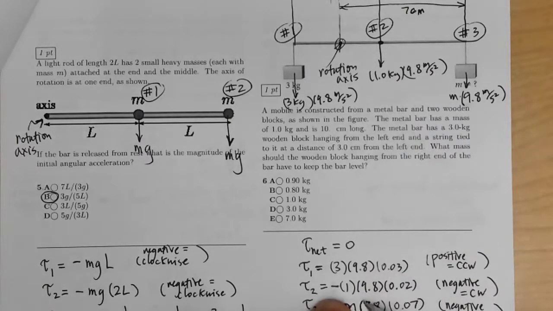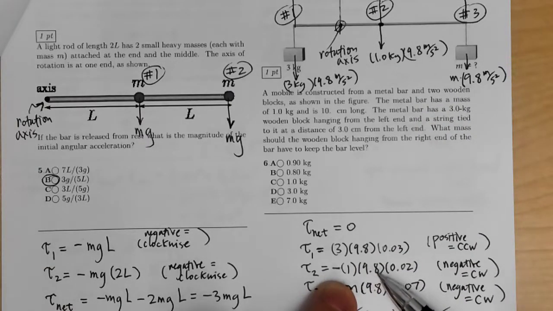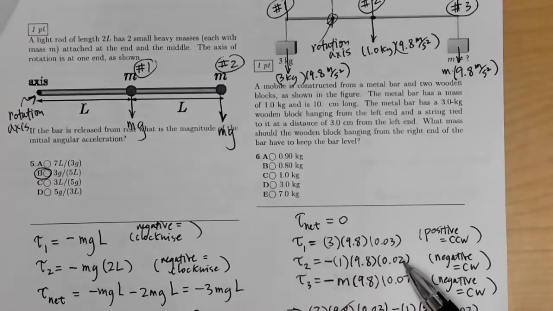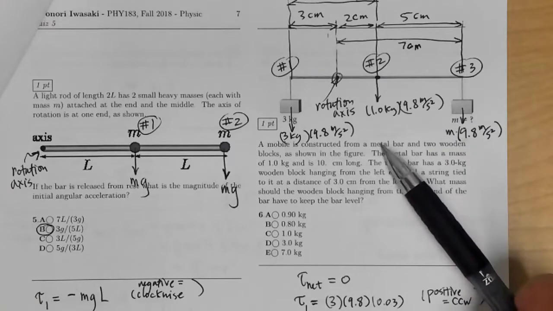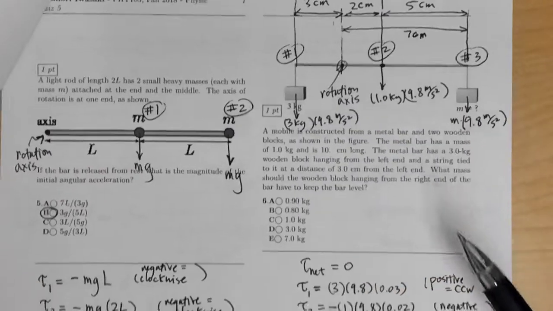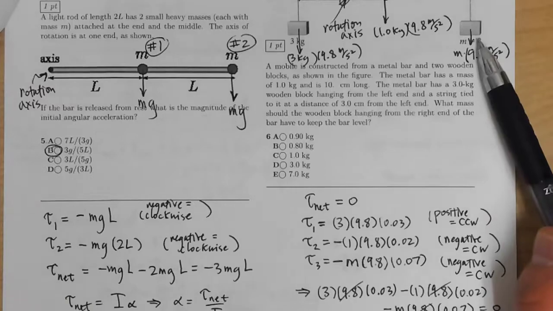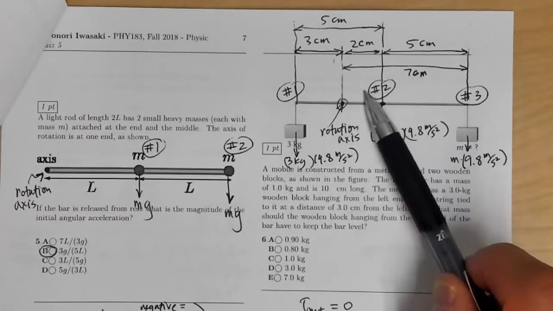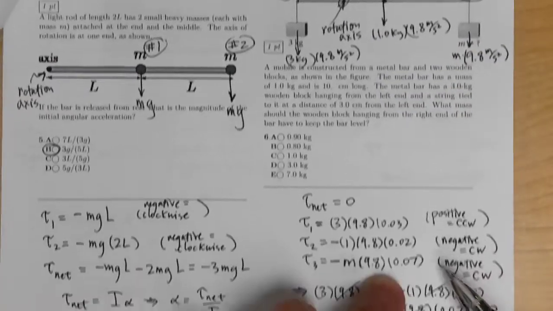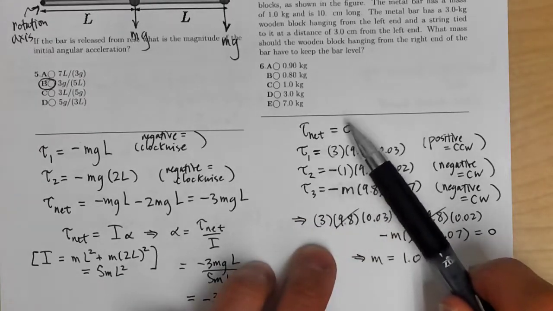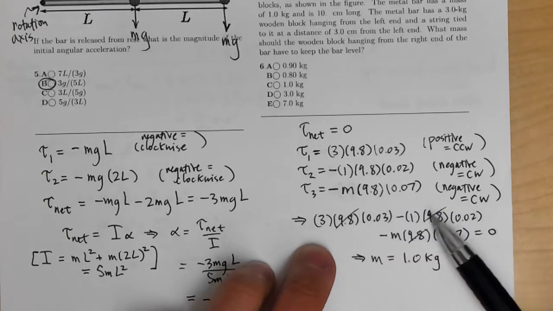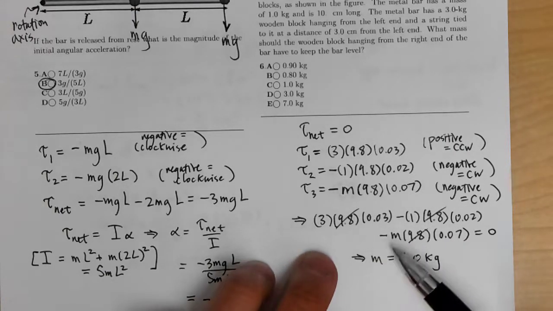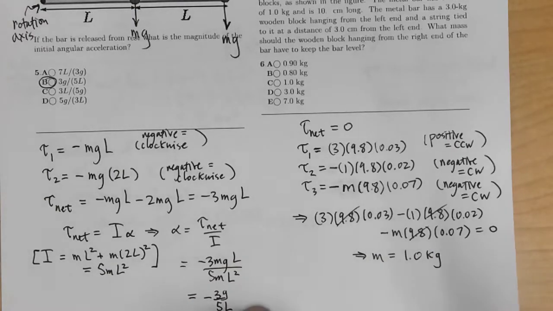The mass is 1. So 1 times 9.8 times the lever arm distance, which is 0.02. And for mass 3 here, it's going clockwise, so it's negative, and the mass is m times 9.8 times lever arm distance, which is going to be 5 plus 2 centimeters, so 0.07 meters. So the net torque is going to be the sum of all these together. The 9.8s are everywhere, so we can divide by 9.8, and we get that m is equal to 1 kilogram.